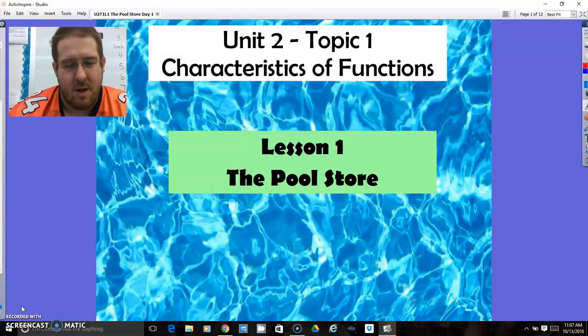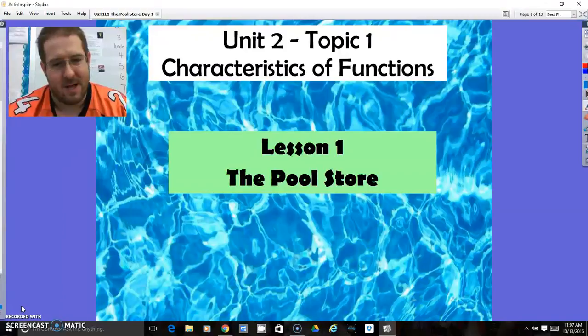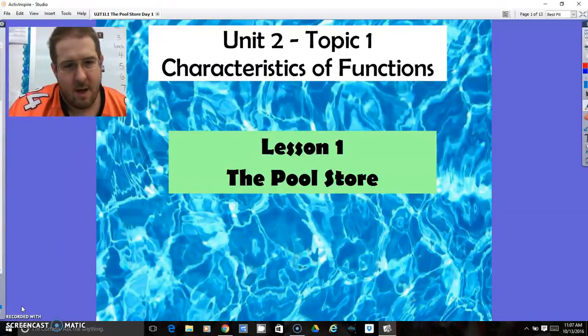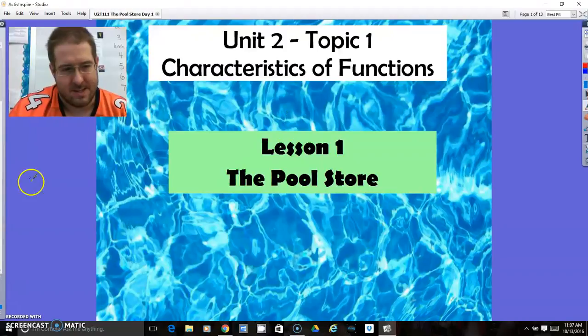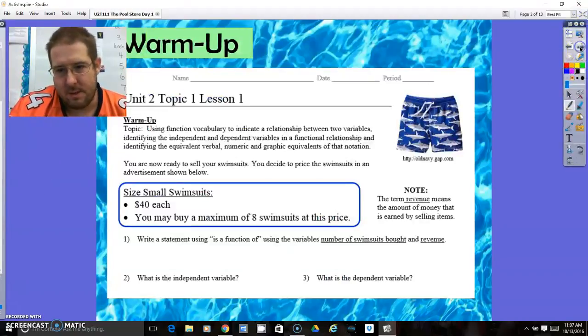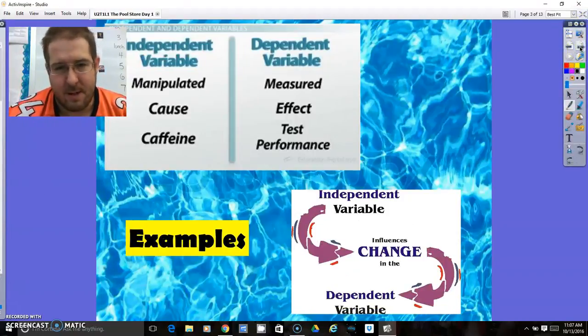All right, this is the first unit. This is the first topic of Unit 2, first lesson, and this is day 1. In this lesson, we're talking about characteristics of functions. Everything we do is about functions, and we're going to start off with doing some function notation and writing functional statements. So in this lesson, I'm not going to talk about the warm-up. I'll talk about that in the next video.